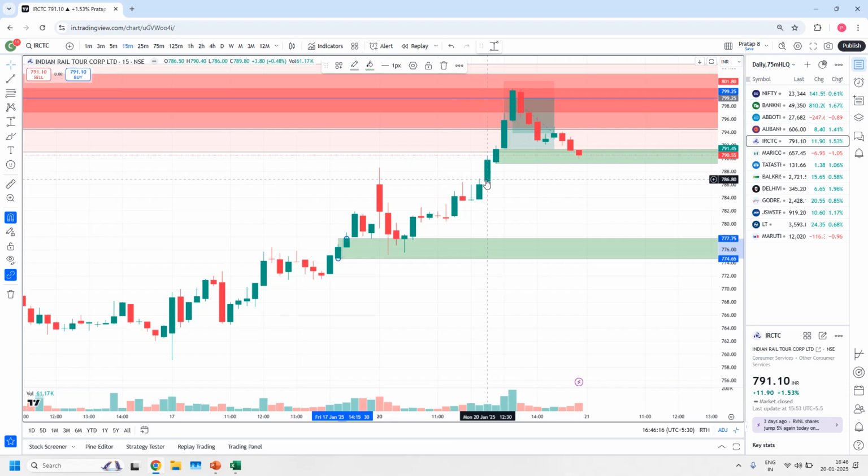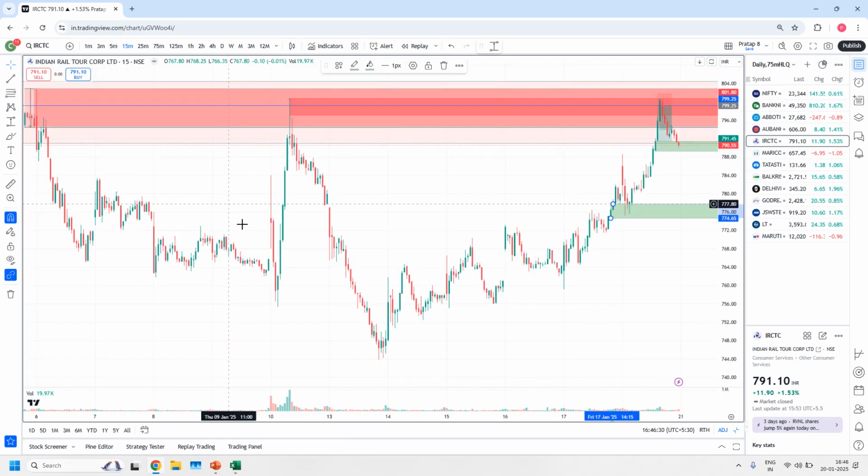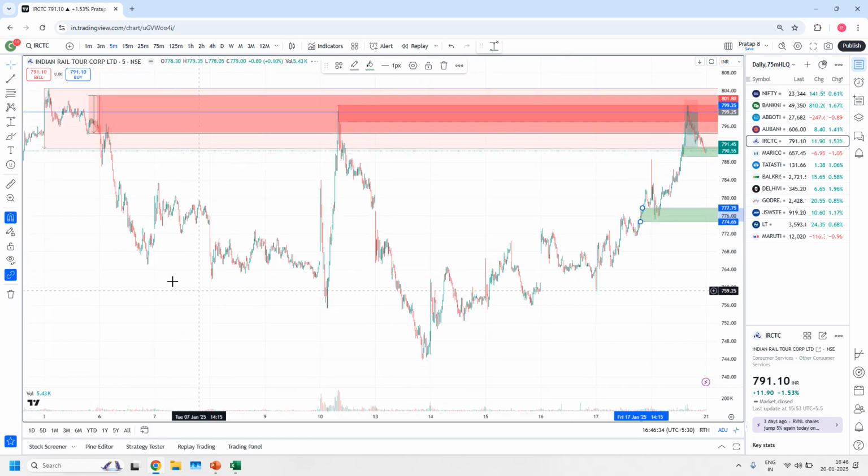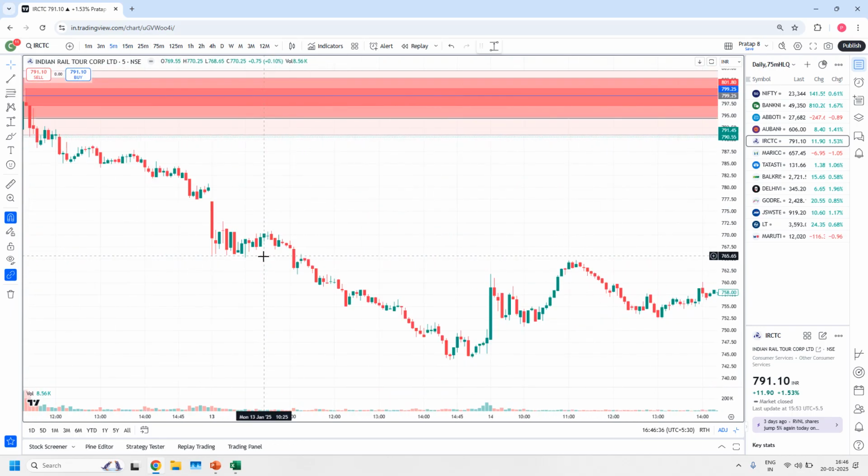Then without RR, how do we take the trade? This is a question mark, right? That's why you should learn a concept: fine-tuning the entry. What is fine-tuning the entry? See, where you take the trade in your 5-minute zone, right? Let us go to the 5-minute zone. Here you have the 5-minute zone.